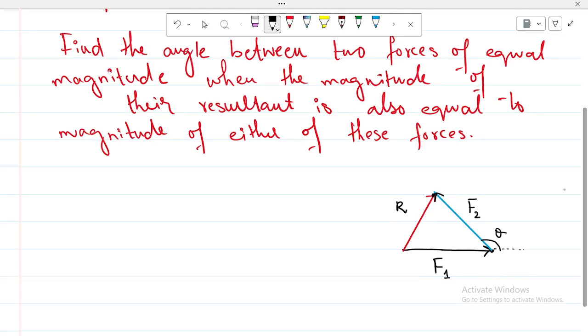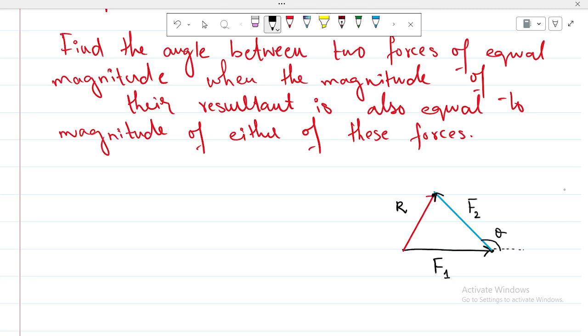So we have the force F1 completely lying along the x-axis, and then we have the force F2 that is making some angle theta with the x-axis, and together F1 and F2 make up this resultant force, which I have named R. So the goal that we have here is to find the angle theta.